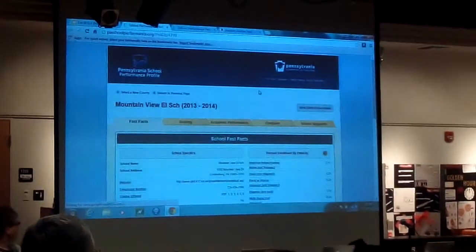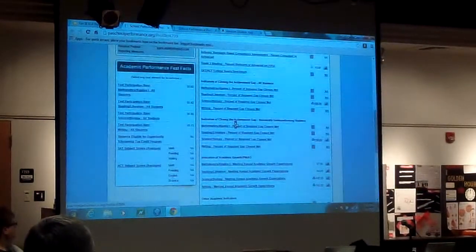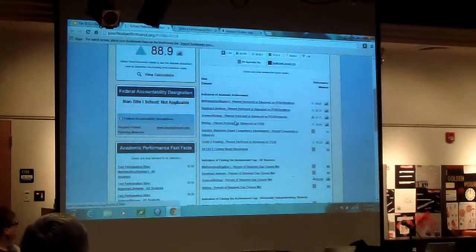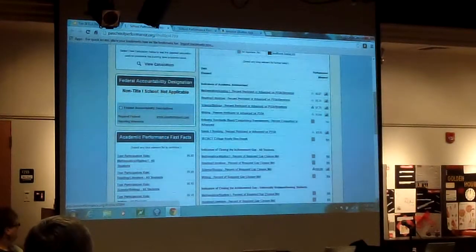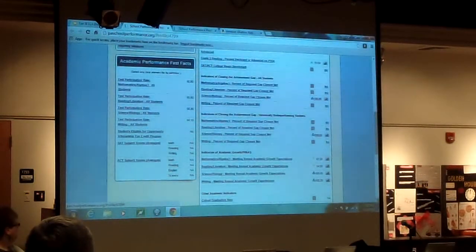Just going to show you what I mean by the achievement and growth. Here, when you're looking at our SPP score for Mountain View, you will see we have our achievement scores, which is what we have seen in the past. Then we have the growth, if you continue down. We also talk about the growth. You can see indicators of academic growth are our PBOS scores. That's an area of concern that we've had at Mountain View, and we talked about our SPP scores. That was one of the things I talked to you about, is the growth of all of our students.